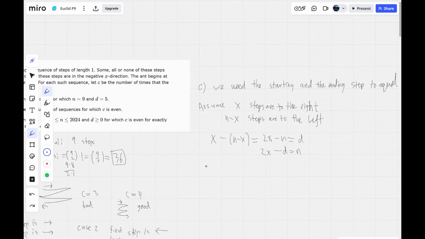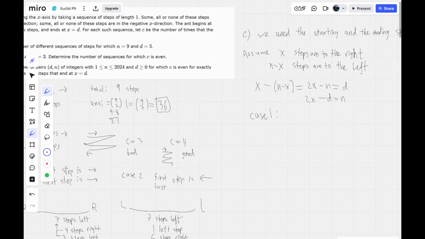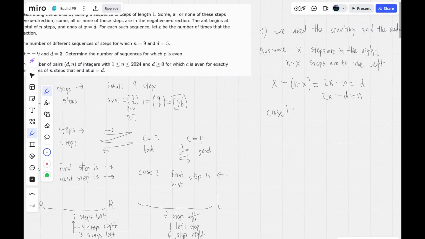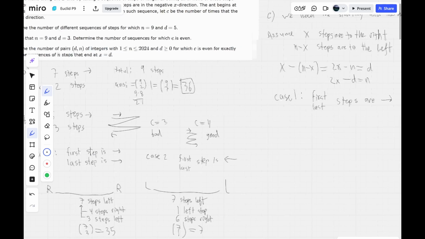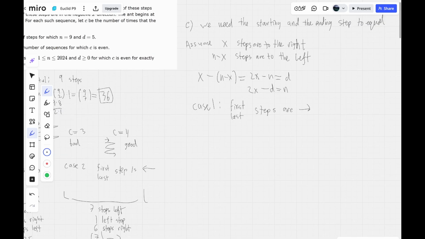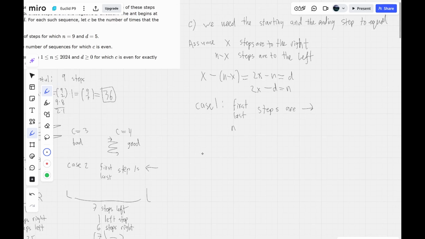So case 1, similarly as the last time, there are 2 cases, right? So case 1 is when the first step and the last step, same as last time, they are to the right. So there are N steps in total, and we can do this like R for right. We've already used 2 steps, so there are N minus 2 steps remaining.